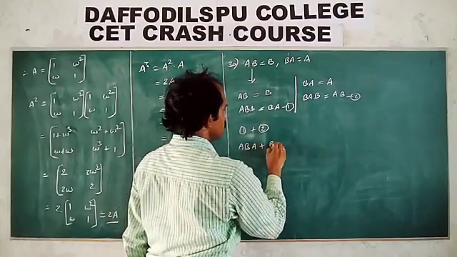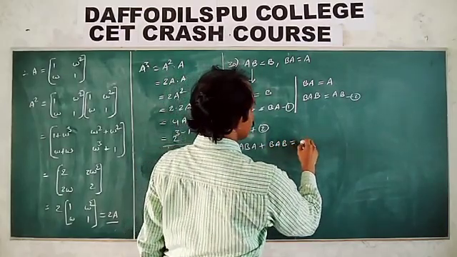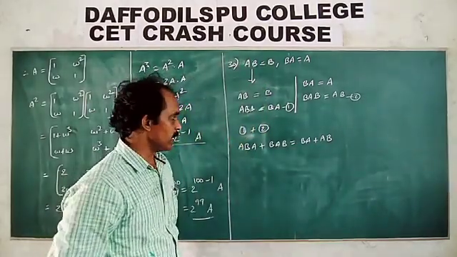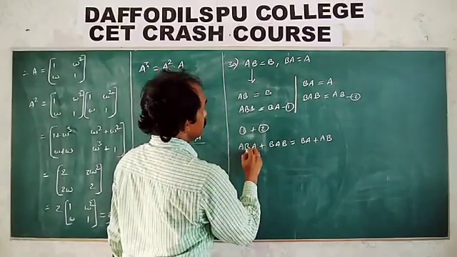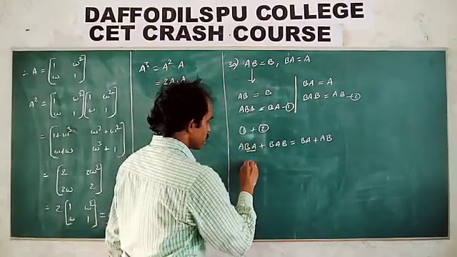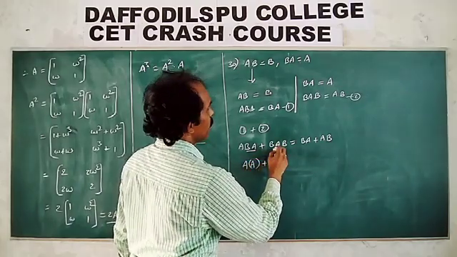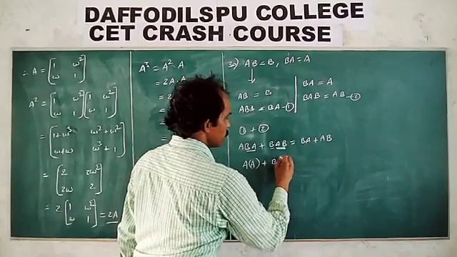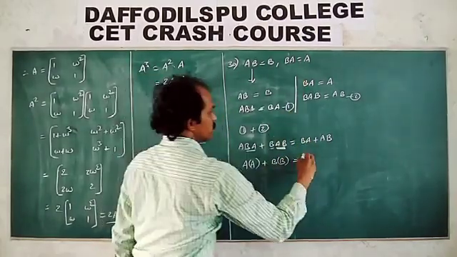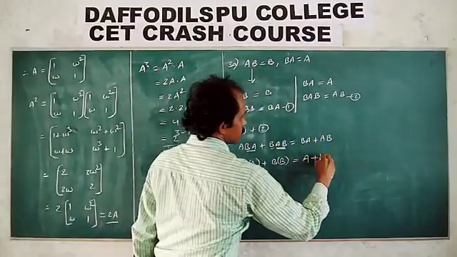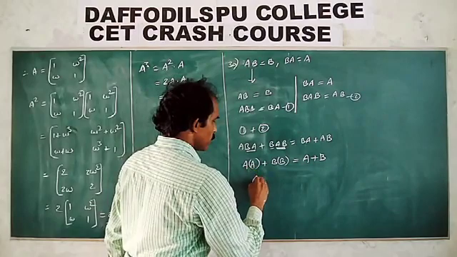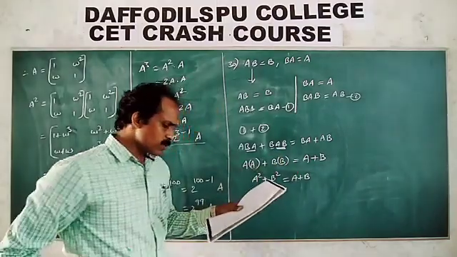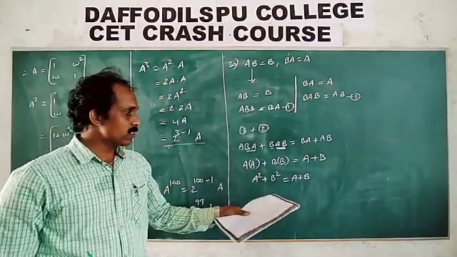ABA plus BAB is equal to BA plus AB. Add. BA value is A, plus AB value is B. This is equal to BA value A, AB value B. A into A, A square; B into B, B square; plus A plus B. So A square plus B square is equal to A plus B. Third option.